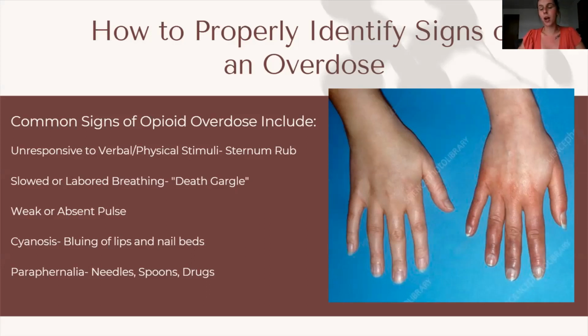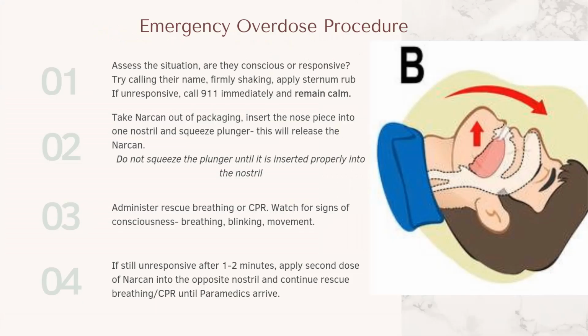One more way to properly identify signs of an overdose is that if somebody is unconscious and there is drug paraphernalia in the room or around them, it is common that they are unconscious due to a drug overdose. Things like spoons, drugs, dirty needles, stuff of that sort can all be a good sign of a drug overdose.